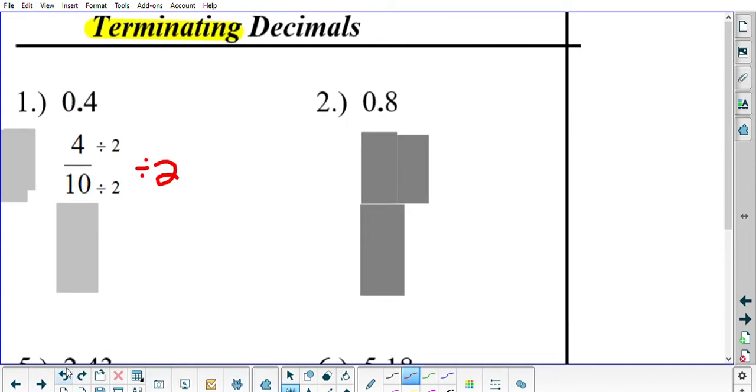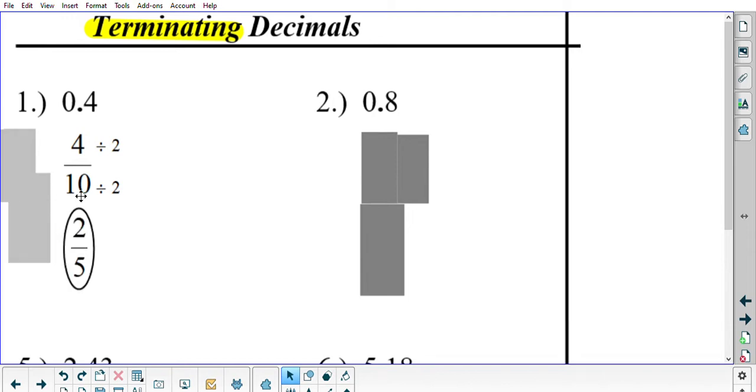Dividing a fraction by a whole number is not the same as dividing the numerator and the denominator by the same value. We'll talk more about that in a future lesson. All right, so 4 tenths divided by 2 over 2 gives us 2 fifths. And then we ask, can 2 and 5 have a greatest common factor other than 1 we can divide them both by? No, that's already in simplest form.